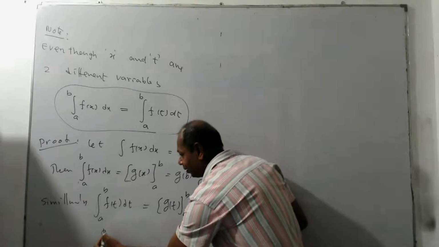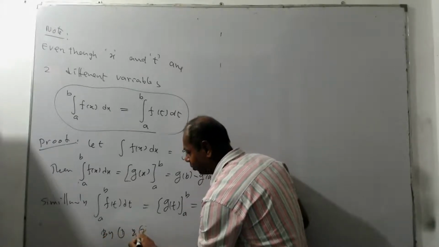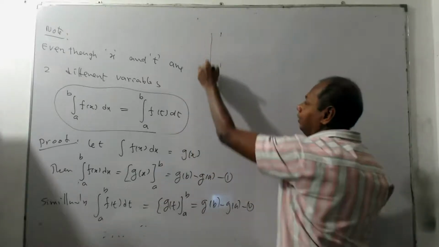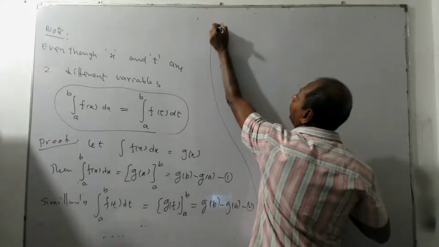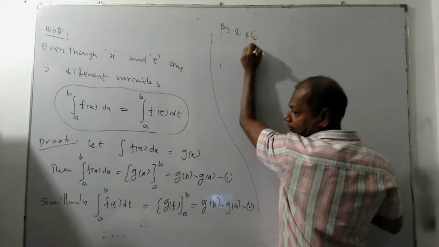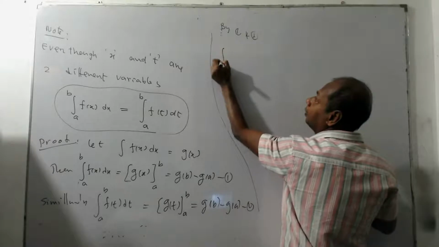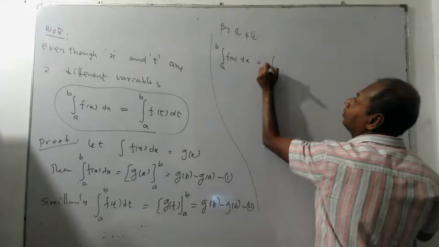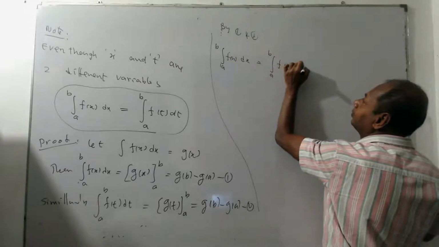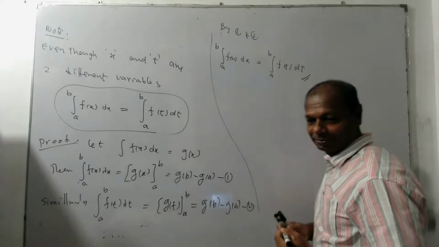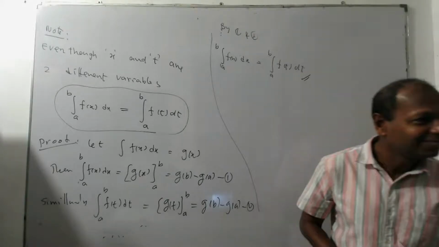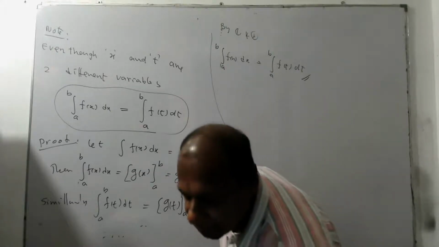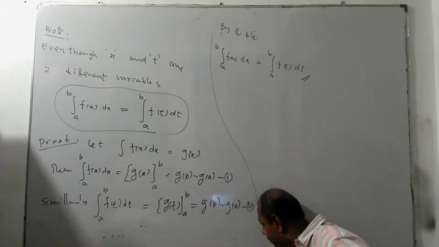By 1 and 2, the integral from A to B of f(x) dx is equal to the integral from A to B of f(t) dt. Now, no doubt. Okay, take it out. Then we can go to the next theorem.